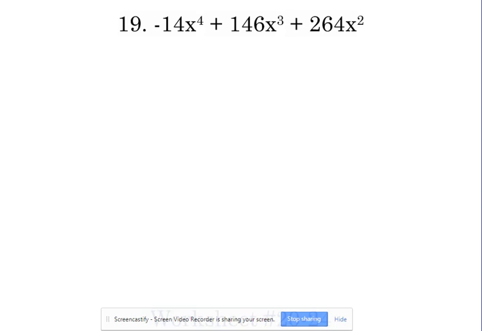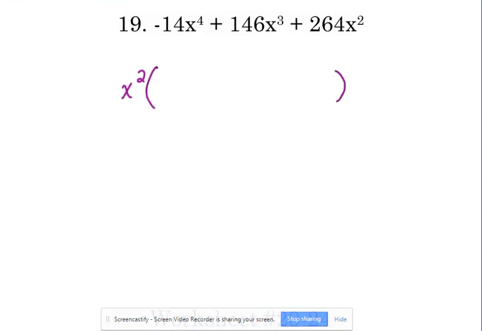Okay, so number 19, when we look at this, what's the first thing we always look for when we're factoring? A GCF. Okay, we want to see, do those three terms have anything in common? They certainly have at least the variable in common, right? They all have at least an x squared. So we know that's part of our GCF. Okay, so I'm going to go ahead and write that down.